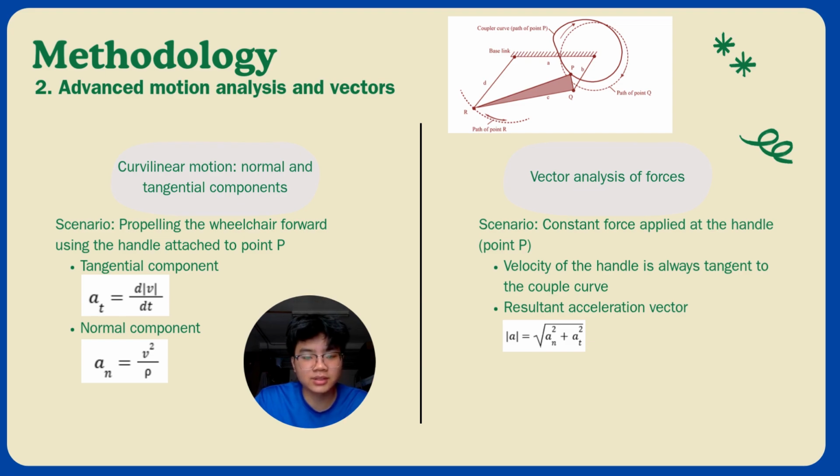As for vector analysis, the user will be applying a constant force at the handle, and the velocity and acceleration vectors at point P can be calculated. The velocity of point P will always be tangent to the coupler curve, and the acceleration can be broken down into tangential and normal components, where the magnitude of the resultant acceleration vector equals the square root of an squared plus at squared.